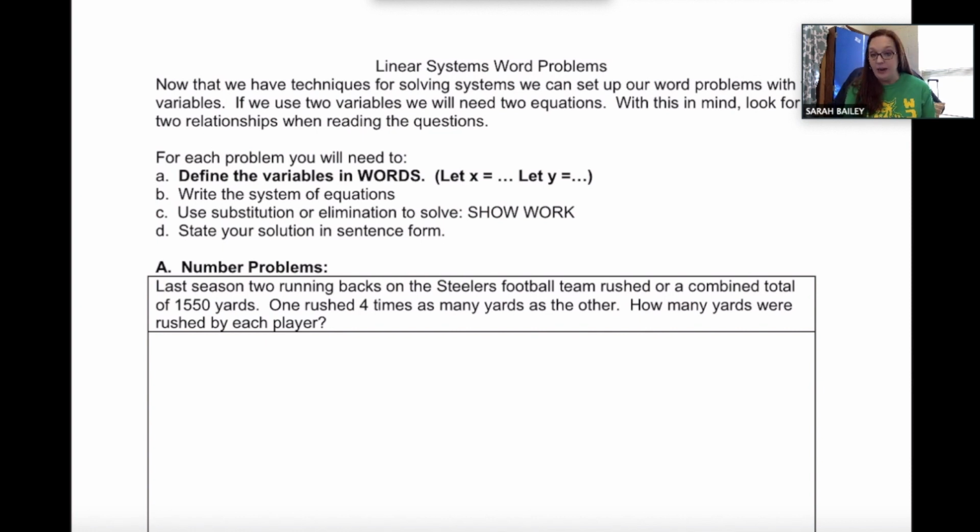So the steps. For each problem, you need to define the variables in words. For example, if you use the variables x and y, you have to say, what does x represent? What does y represent? Write your system, and then you're going to use substitution or elimination to solve that system. So let's look at the first problem.